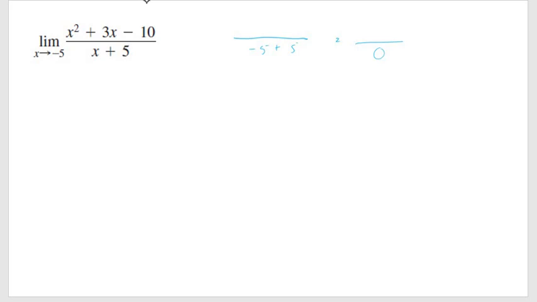So let's look at the numerator. We have x squared plus 3x minus 10. We will try to factorize this. So 10 can be written as 5 times 2, and the product is negative, so one of these has to be negative. It could be negative 5 times 2, or 5 times negative 2.